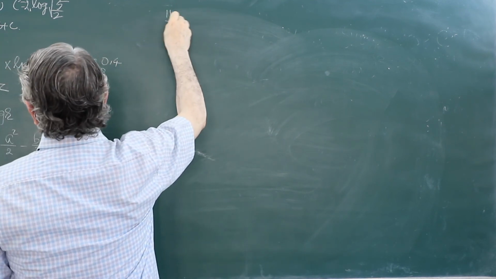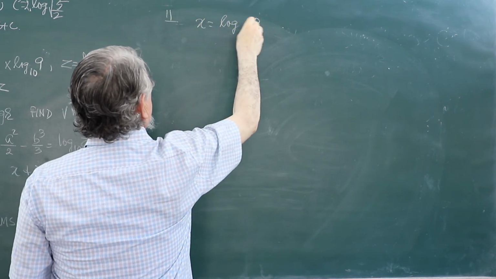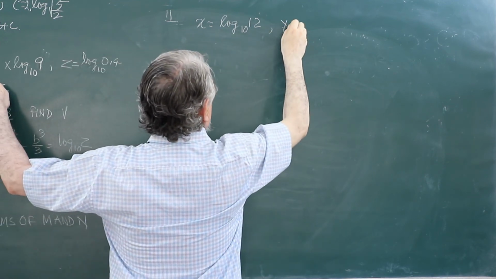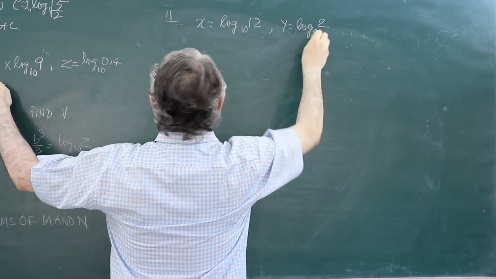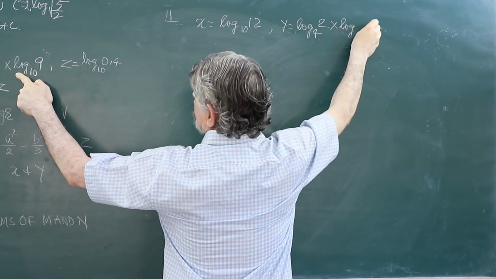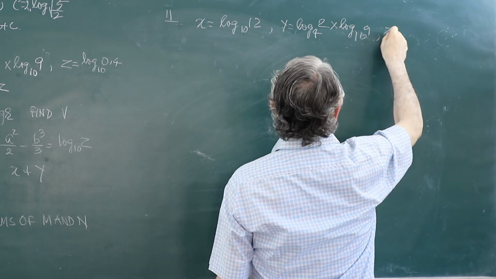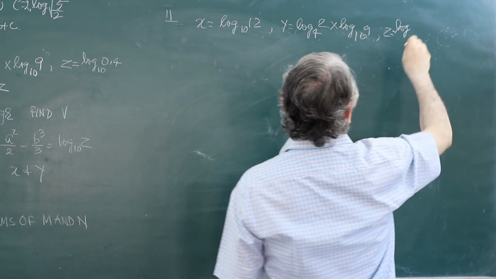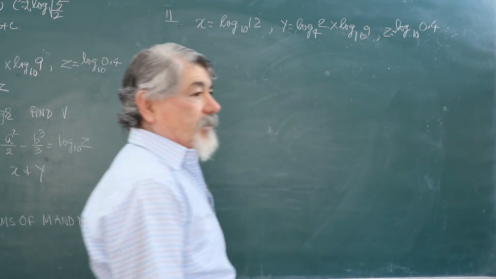X is given as log 12 to the base 10. Y is given as log 2 to the base 4 into log 9 to the base 10. And Z is given as log 0.4 to the base 10. Here everywhere the base 10 is there.